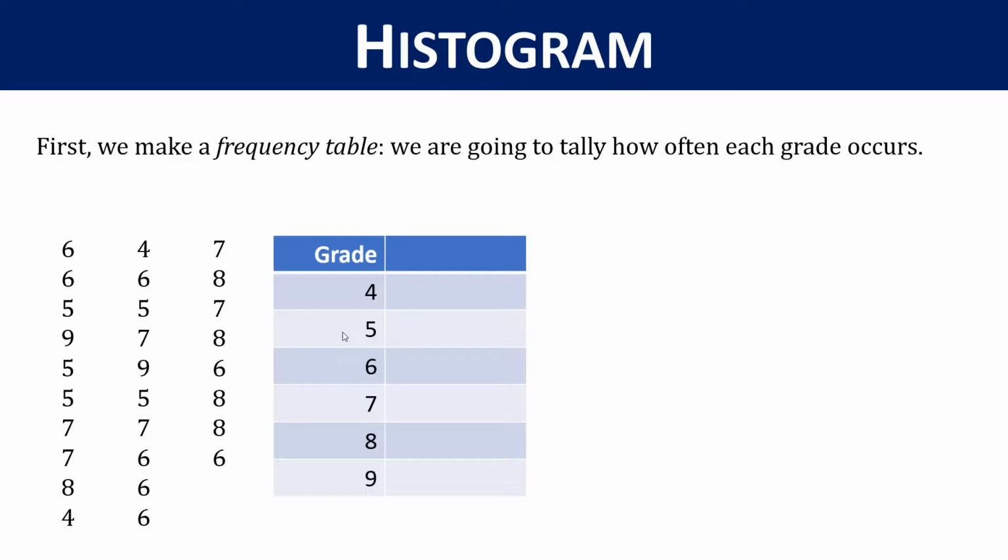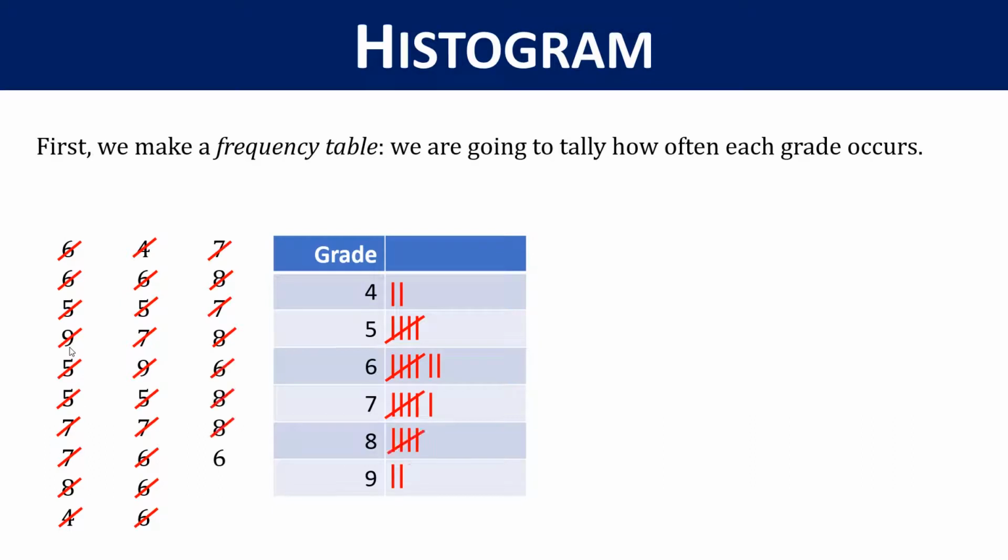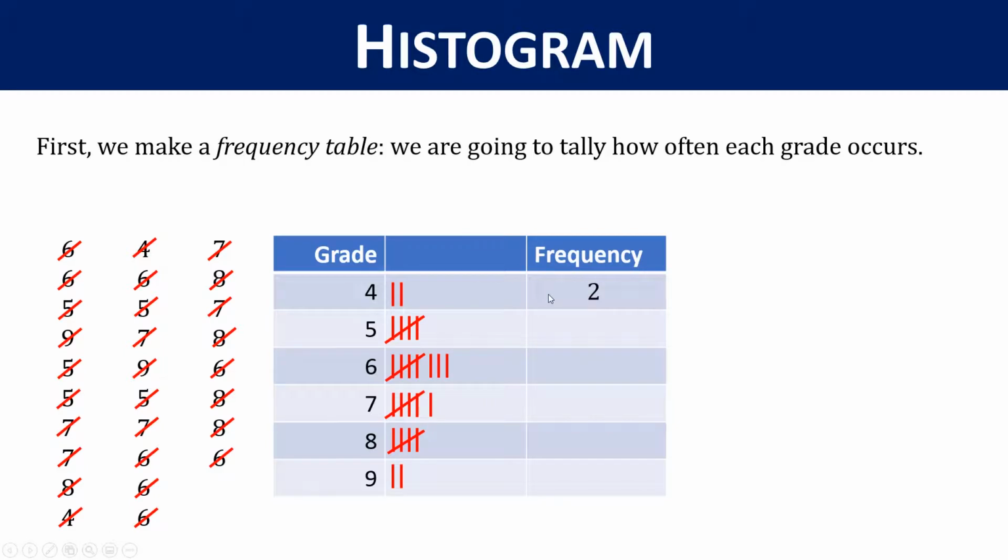The most straightforward way to do this is tallying. So we cross out this 6 and place a tally mark at 6. Then we cross out the next number, place another tally mark here, then one at 5, and so on. And we do this for the entire list. After we've done this, we can see that, for example, the grade 4 has a frequency of 2, 5 has a frequency of 5, 6 has a frequency of 8, and so on. So this is already a frequency table.